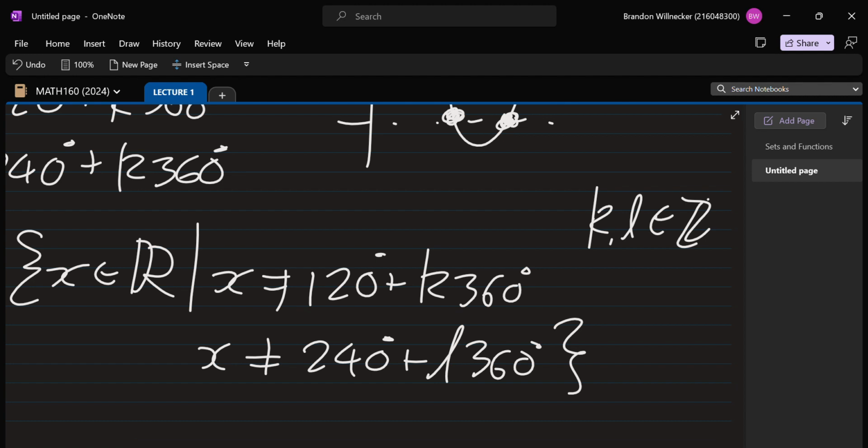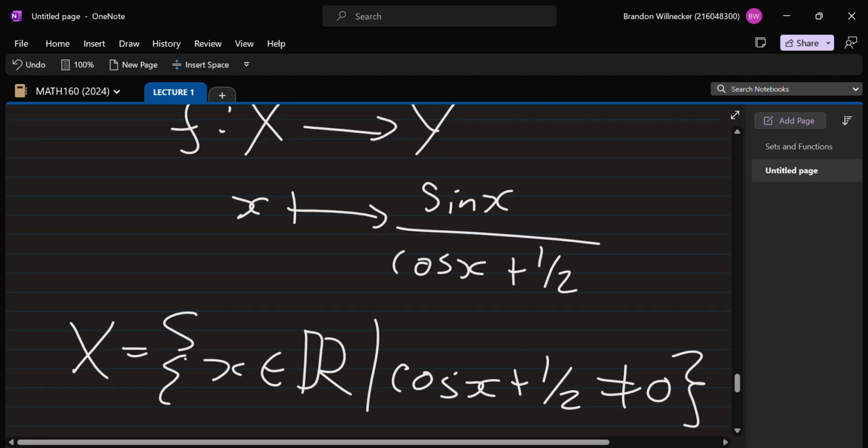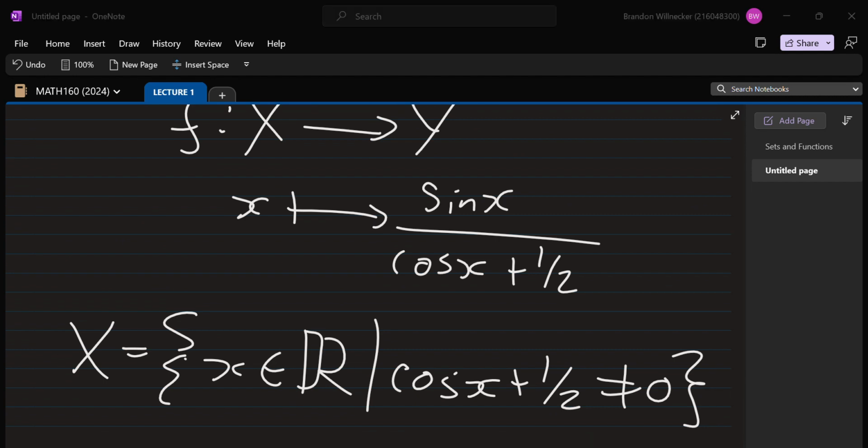Are there any other problem points? Anything else we need to worry about? No, it was just that division by 0. So that's fine. Okay, what about the range of this? Now, sketching this, that's going to be a bit difficult, but we know what Desmos is now, so let's cheat a little bit and see what it looks like.